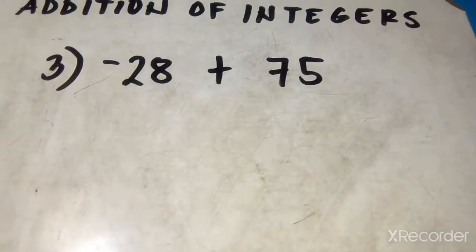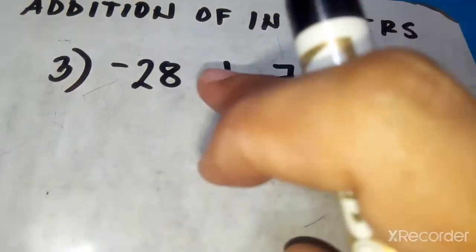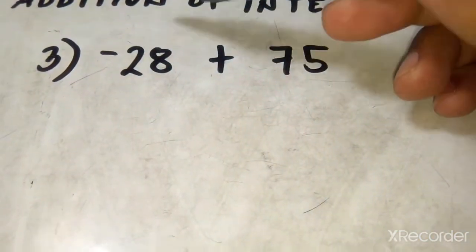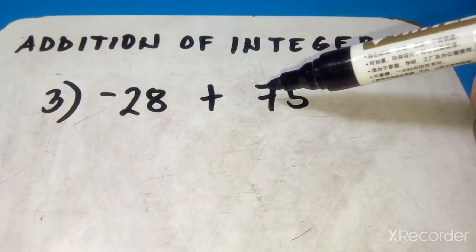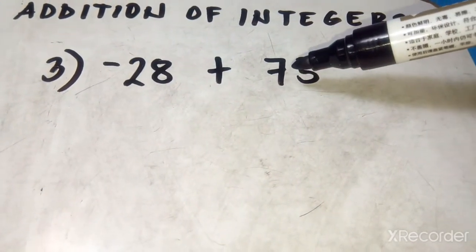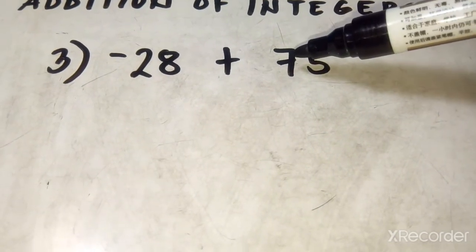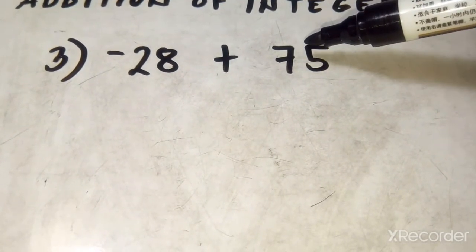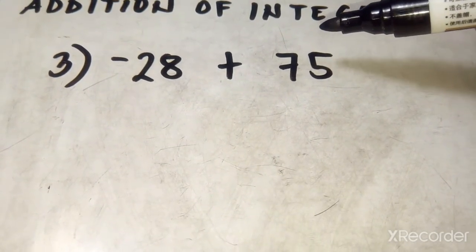Okay, this time we have addends with different signs. The first addend is negative. The second addend is positive. How to add integers with unlike signs? Okay, so to add integers with different signs, you have to subtract their absolute values. Then copy the sign of the integer with the greater absolute value.